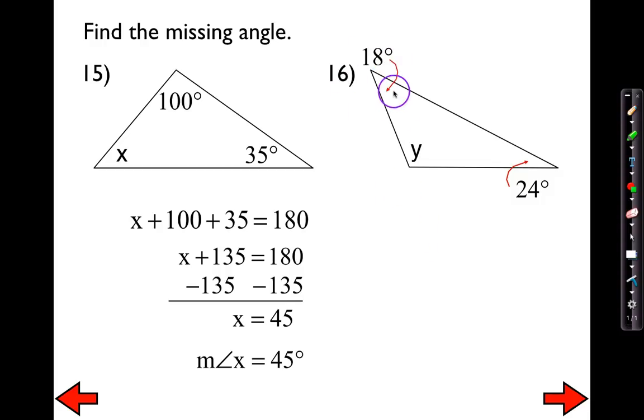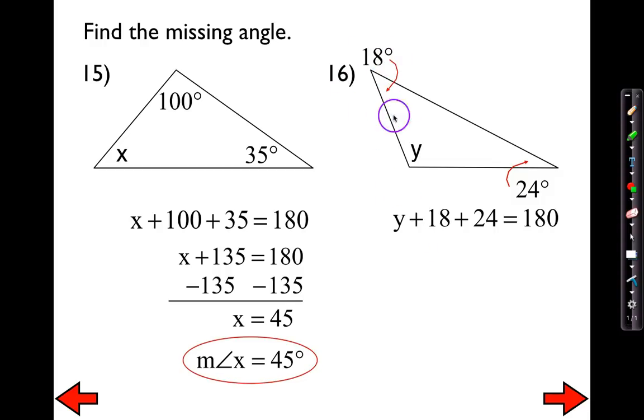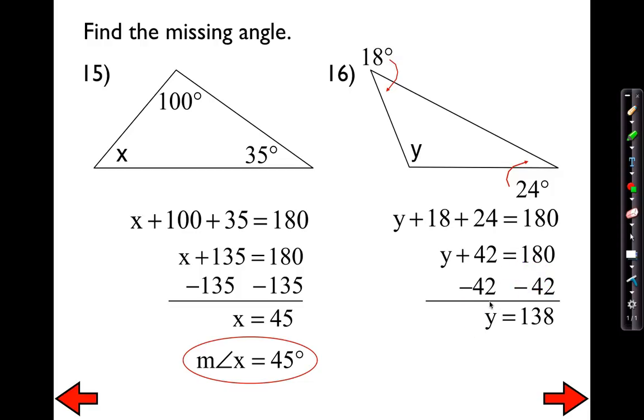What about number 16? Hopefully you put y plus 18 plus 24 equals 180 degrees. Combine like terms, so 18 plus 24 gave us 42. We're going to do the inverse operation by subtracting 42 from both sides, leaving us with y equals 138 degrees. So the measure of angle y is 138 degrees.